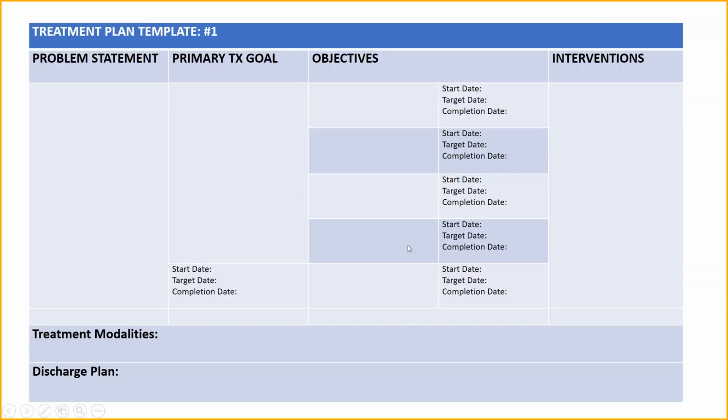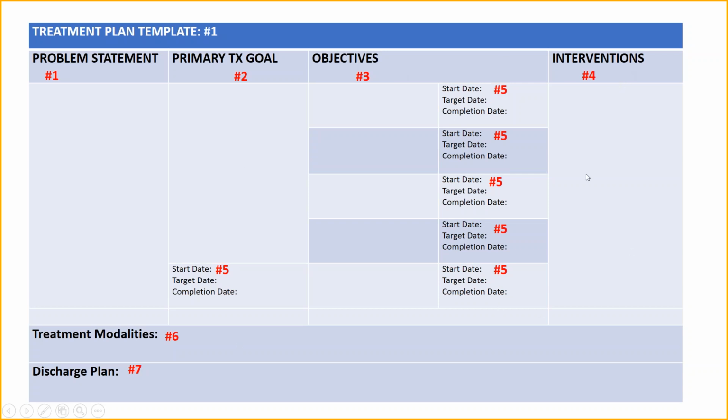Here is the basic structure of a treatment plan. This is the template that I use visually. It has numerous parts to it. First part is the problem statement. Number two, the primary goals. Number three, the objectives. Number four, the interventions.